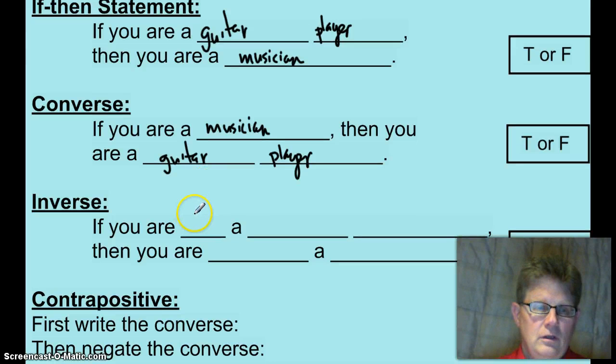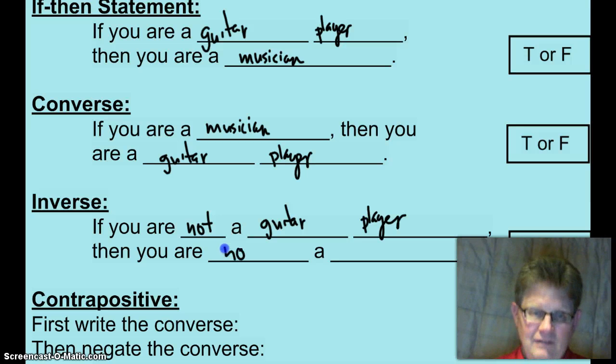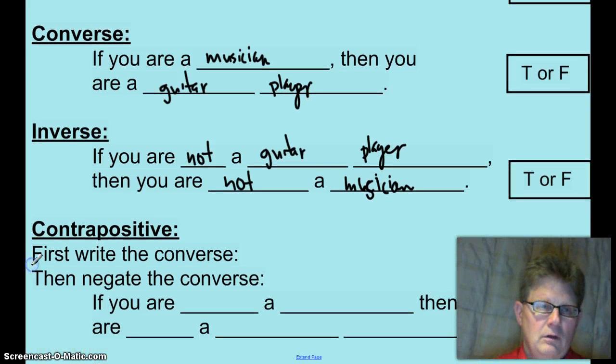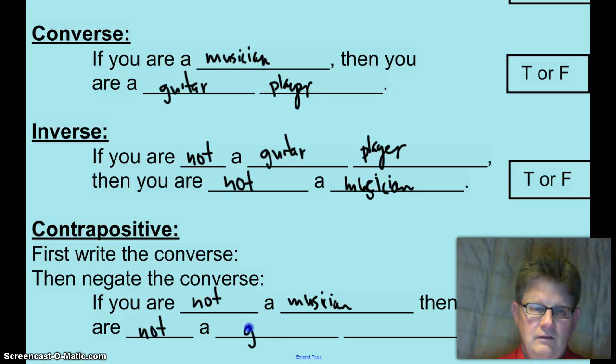The inverse, if you are not a guitar player, then you are not a musician. I've negated both the hypothesis and conclusion. That's how you make the inverse. And the contrapositive, look at the converse and negate it. If you are not a musician, then you are not a guitar player.